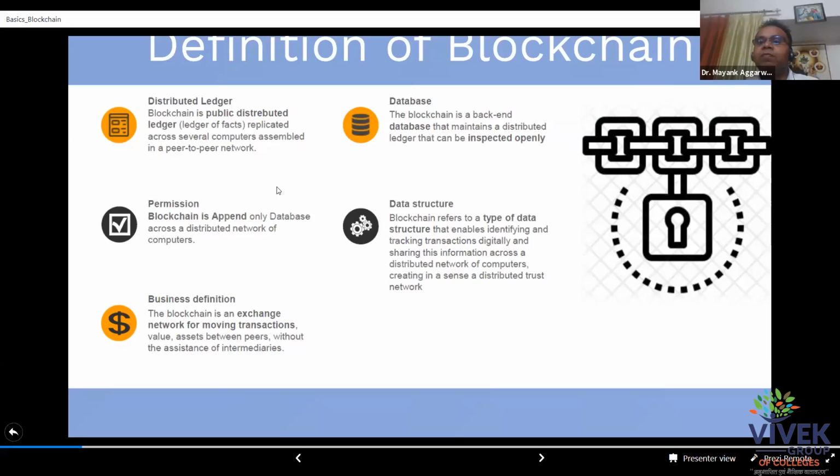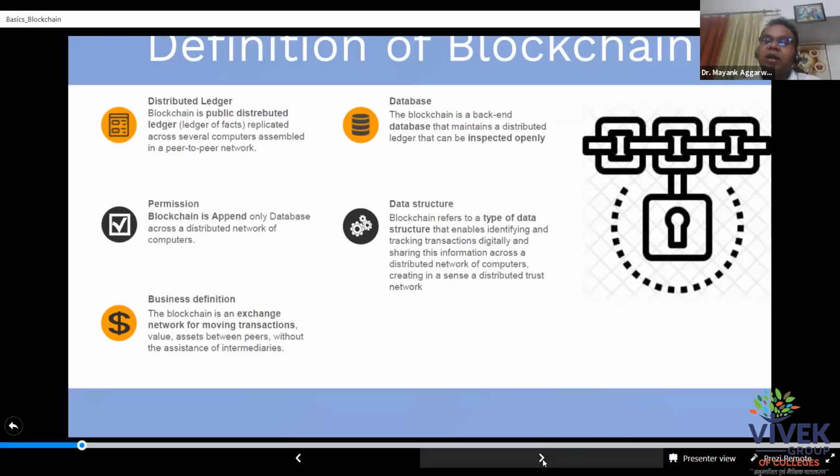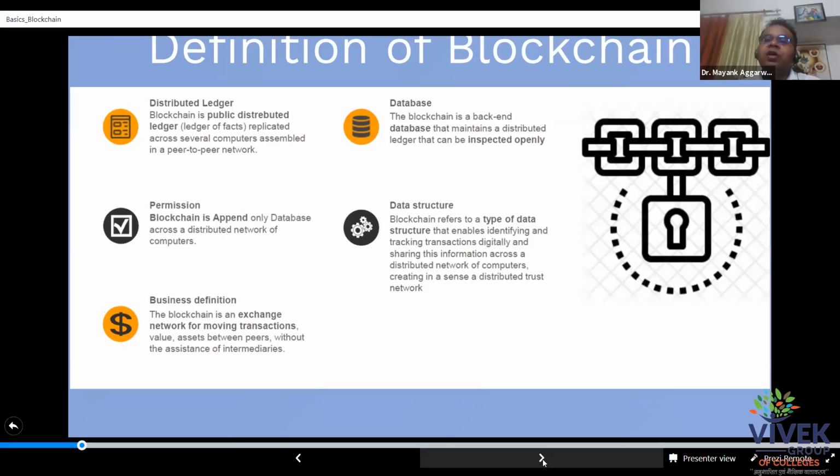So friends, to revise, what is a blockchain? Blockchain is a distributed database. It is a special type of data structure. To understand it in simpler terms, we say that blockchain is a distributed ledger.